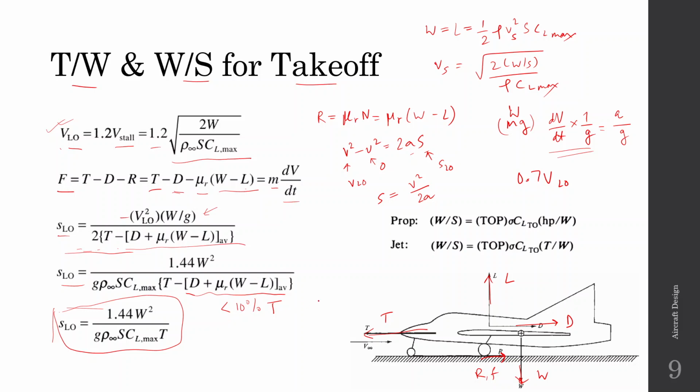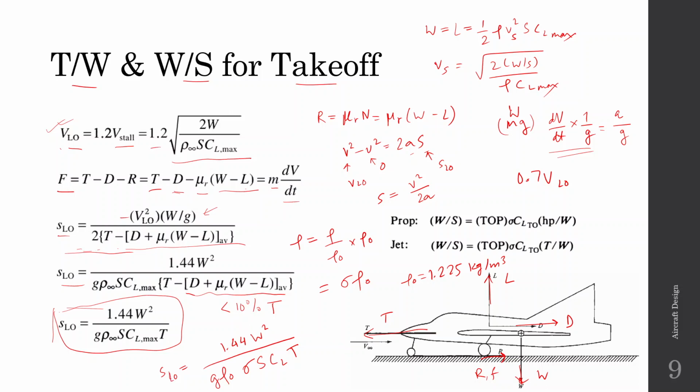Over here, there is one other manipulation you can do. You can write rho by rho naught into rho naught, and this rho by rho naught you can write as sigma. Here rho naught is the air density at mean sea level, which is 1.225 kg per meter cube, and this is constant. If you do that, then the equation becomes S_LO equals this. Okay, so this is the equation.